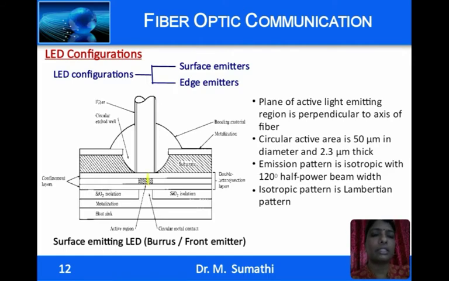The light that is emitted is perpendicular to the axis of the fiber, and the circular area is around 50 micrometer in diameter and 2.3 micrometer in thickness, and the emission is isotropic with 120 degree half power beam width. The isotropic pattern is Lambertian, that is, it is equally bright when viewed from any direction with respect to a particular angle, that is cos theta, where theta is angle between the viewing angle and the axis of the fiber. So, when the angle theta increases, the intensity of light decreases, and the intensity is maximum at 60 degree, and therefore, the half power width is at 120 degrees.